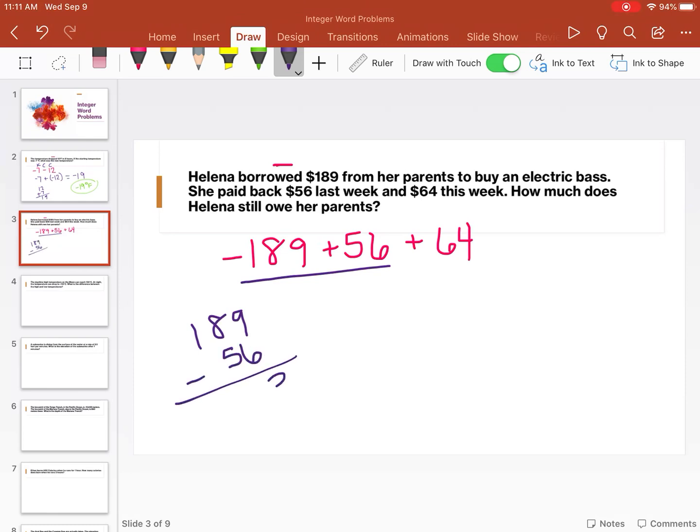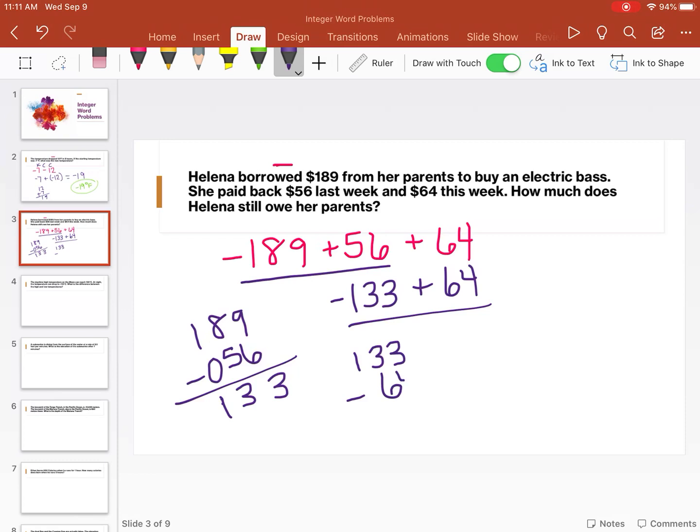9 minus 6 is 3. 8 minus 5 is 3. 1 minus 0 is 1. And keep the sign of the larger number, so it's still a -133 plus the 64. Now I'm going to do that step. Again, different sign, subtract. So 133 minus 64. Do a little bit of borrowing here. And I'm getting 69, a -69.